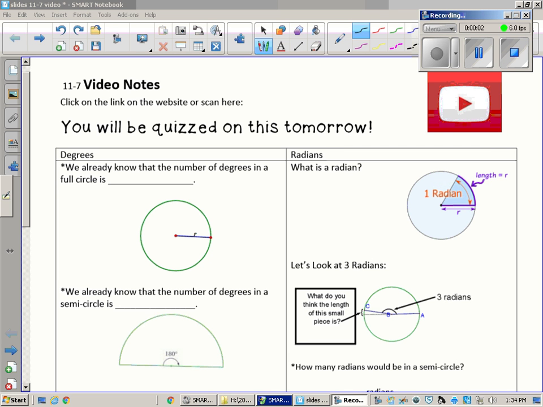In this video, we are going to be learning about a new unit of measure on how we measure angles. Tomorrow you will be quizzed on this skill, so you want to make sure that you're paying attention closely. Pause the video at any time, and please remember you can rewatch this video at any time until it sinks in.